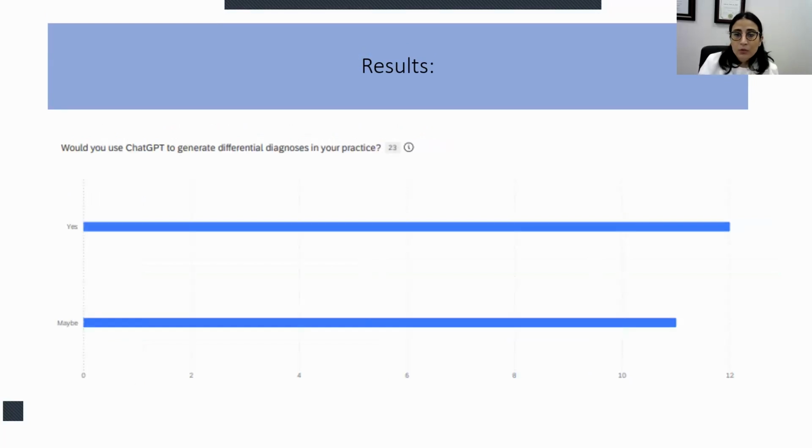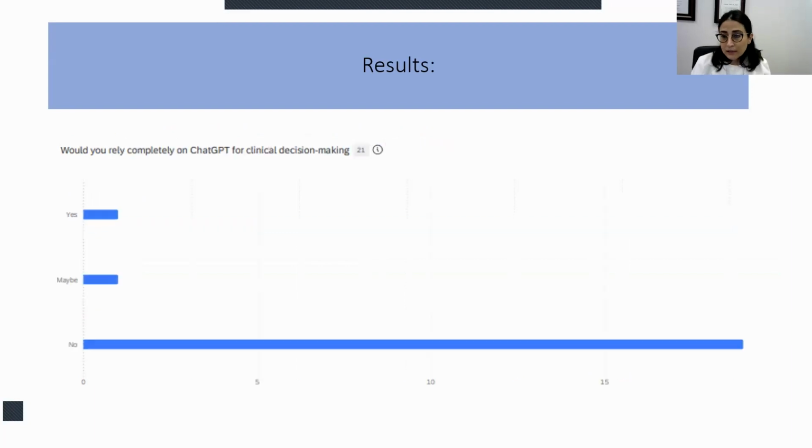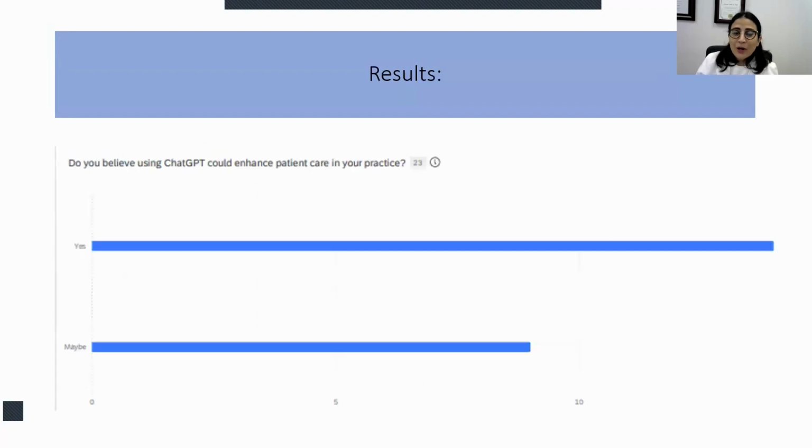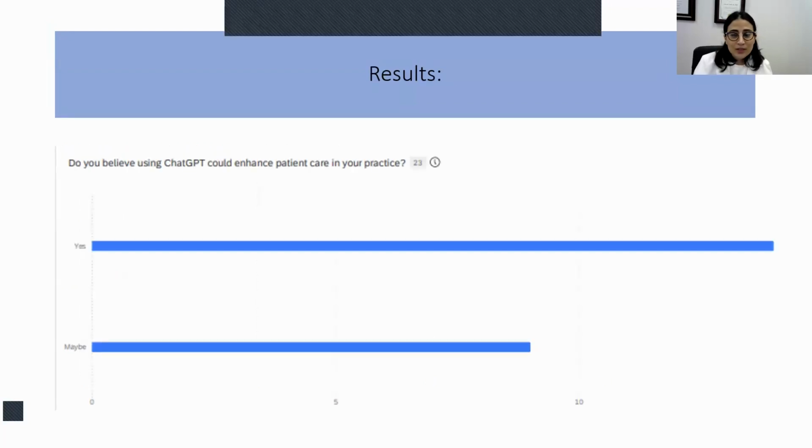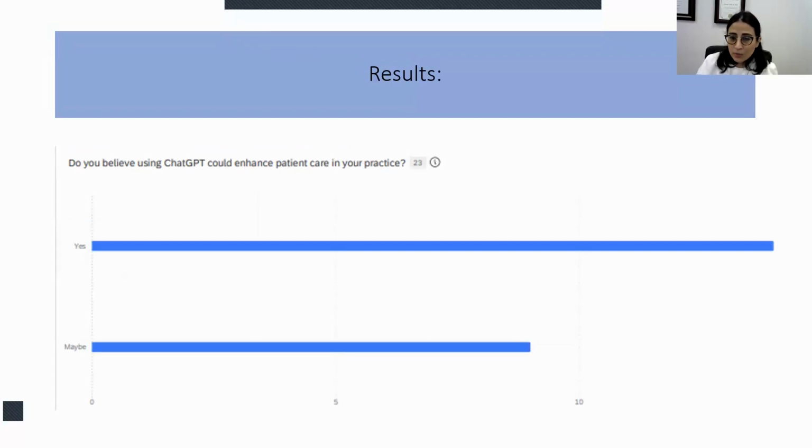I asked, would you use ChatGPT to generate a differential diagnosis in your practice when you're on your own? Most of them said yes. Are you going to completely rely on ChatGPT for clinical decision making? I'm glad most of them said no at this point. Lastly, I asked them, do you believe using ChatGPT or AI could enhance patient care in your practice? The majority said yes.